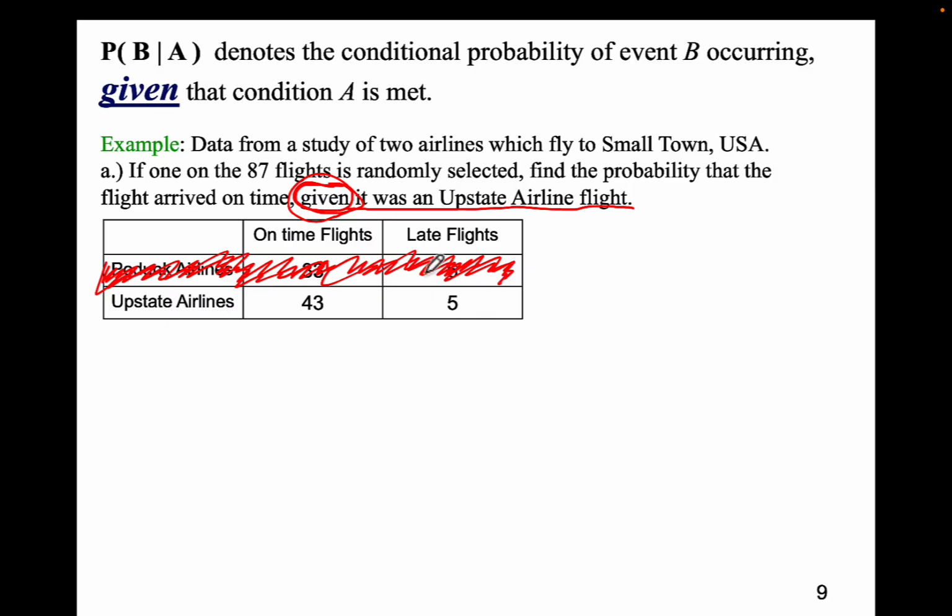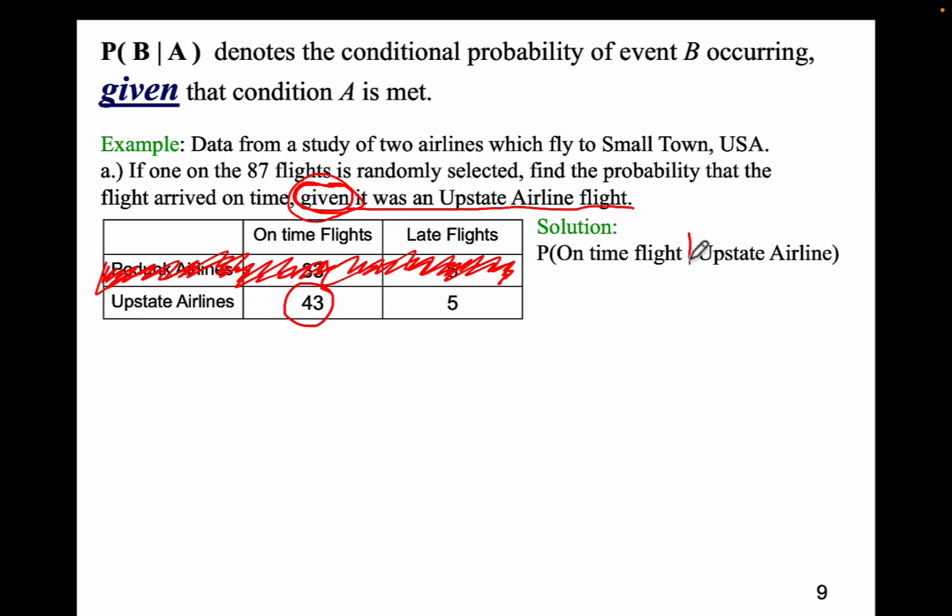Okay, so what they want from us is, if one of the 87 flights is randomly selected, find the probability that the flight arrived on time. Just from this data here, on-time flights, there were 43. So we set that up as notation, capital P, probability of an on-time flight.